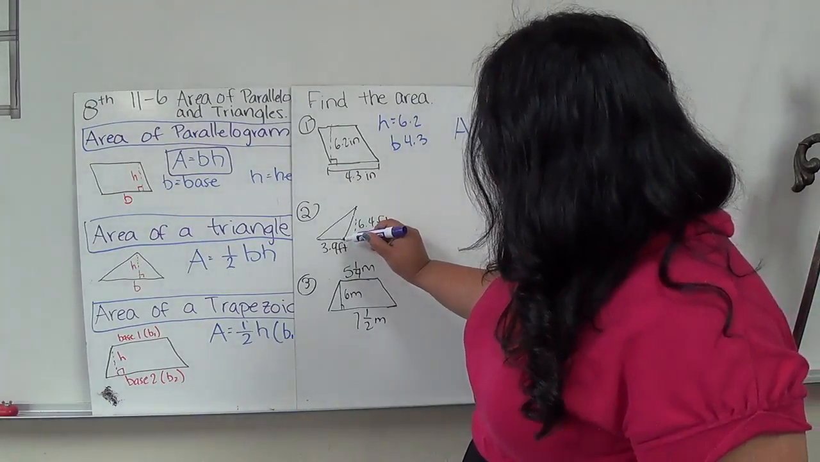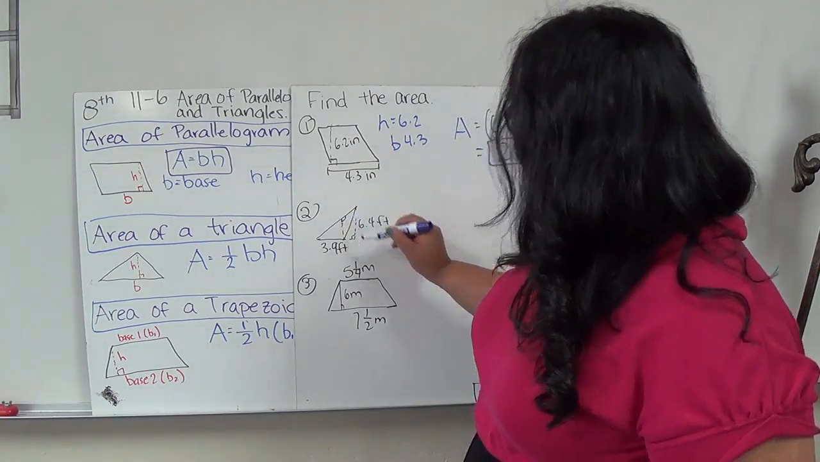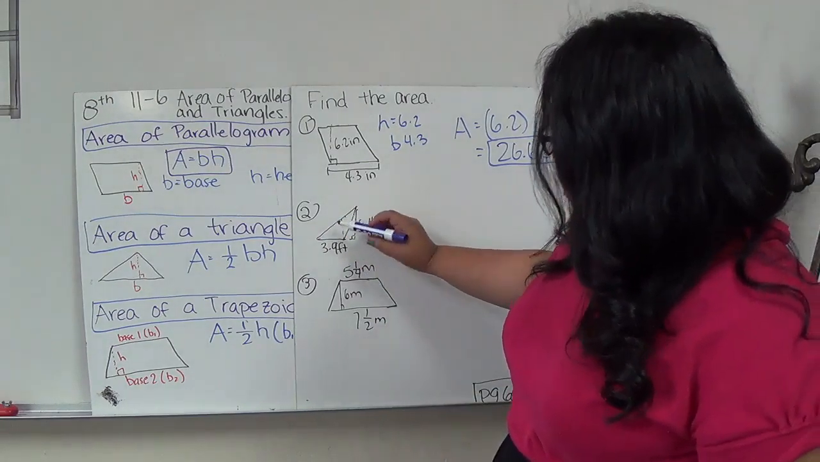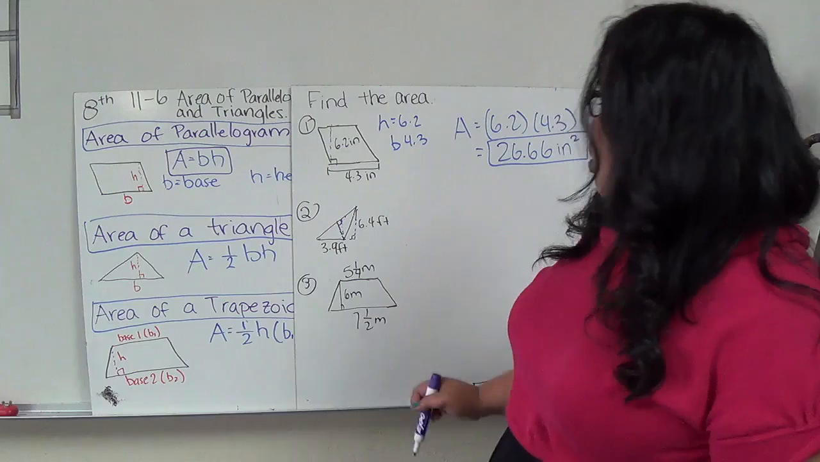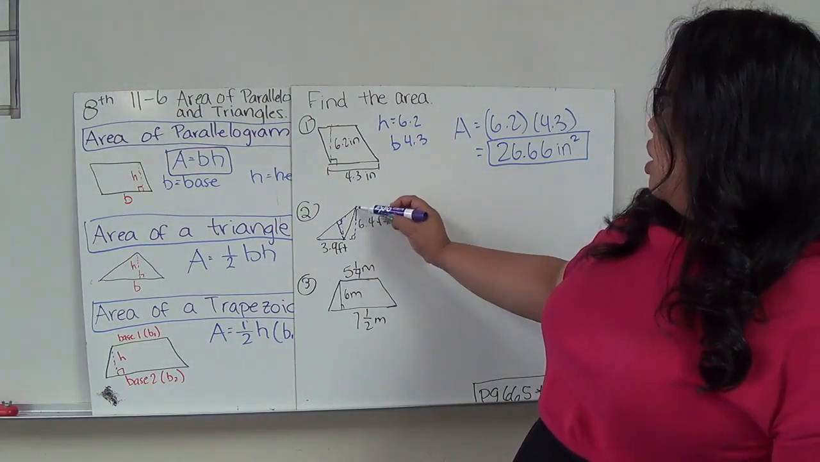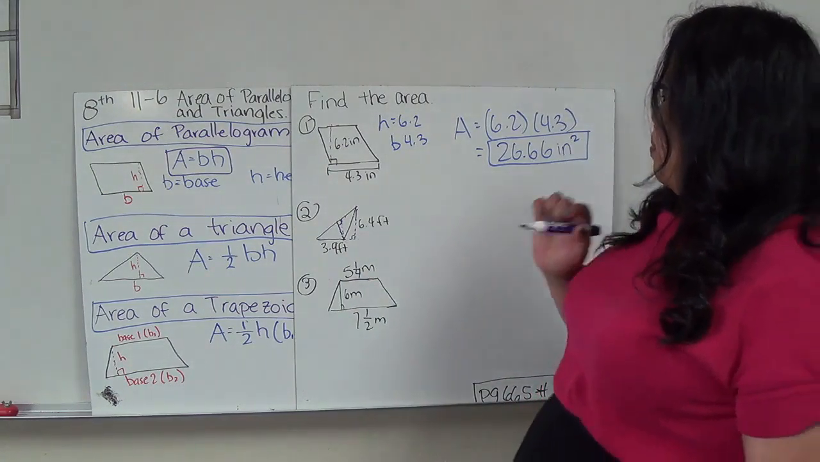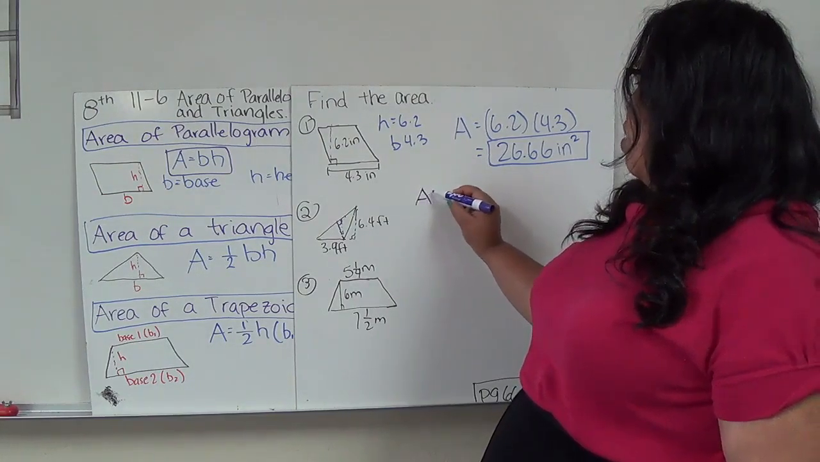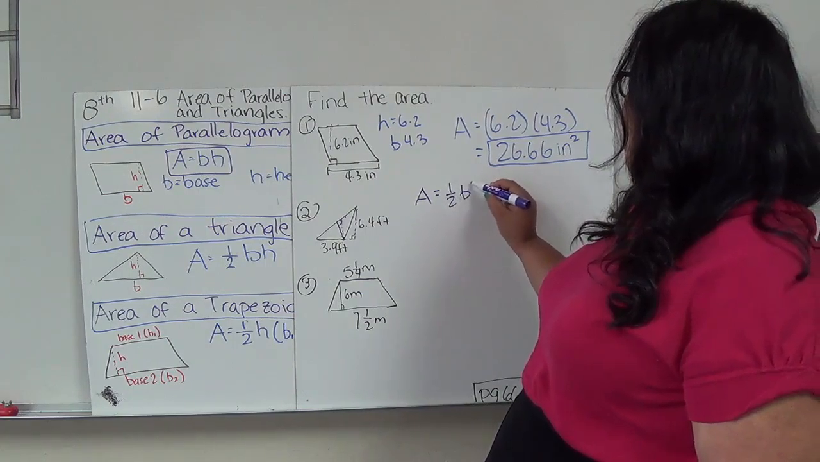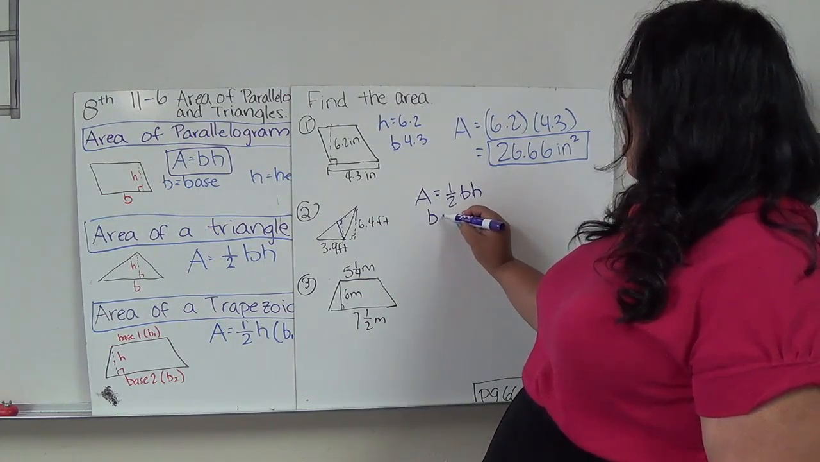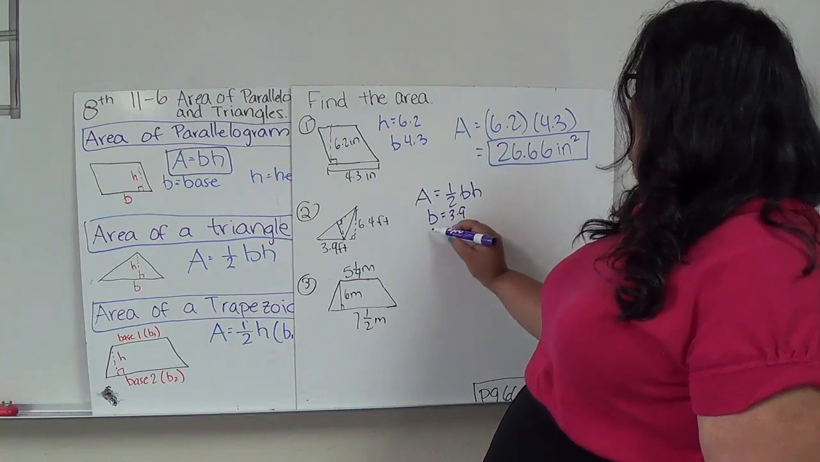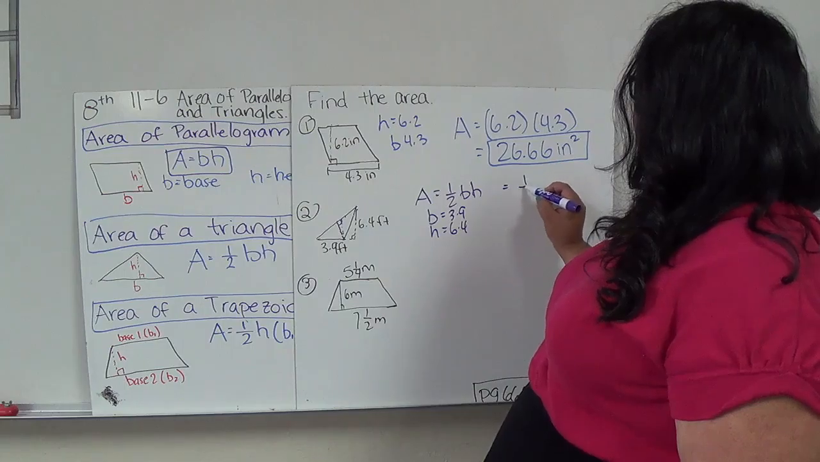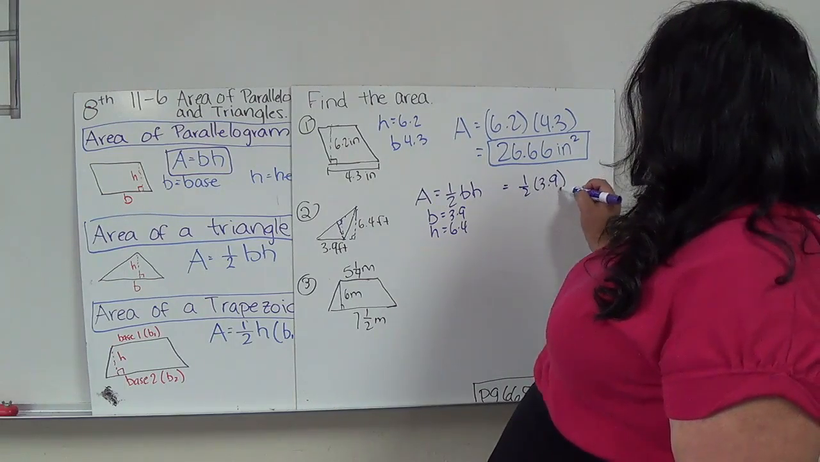So I can find the height here by doing a right angle, but this is also giving me the height right here. Oh, the right angle would look like this. Okay, so there's two places. This one they gave me, it doesn't matter, it's the same thing. It's still the height. So I'll have area equals 1/2 base times height. My base is 3.9, and my height is 6.4. So I'm going to do 1/2 times 3.9 times 6.4.